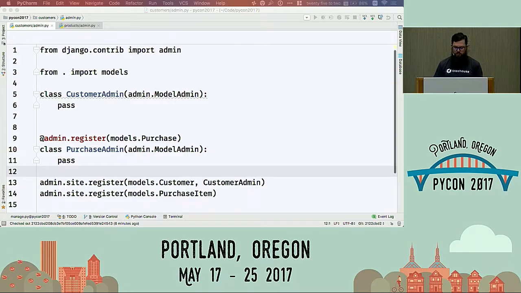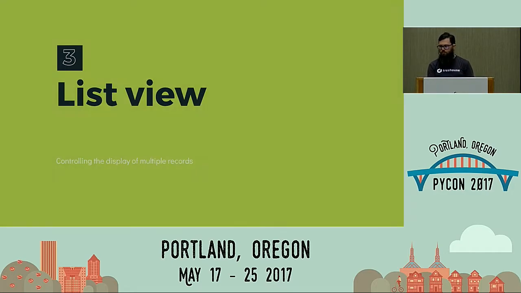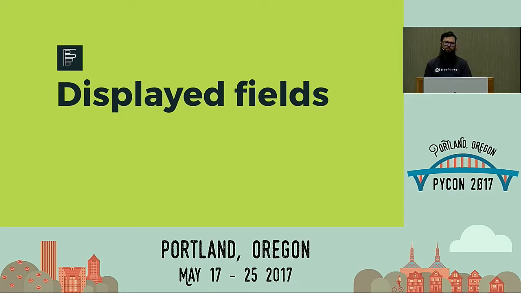All right, so let's see about the next step, which I just realized I switched my slide without being on the slide, so you didn't get to see it. So let's talk about the list view. The list view is what lets us control how it looks and behaves when we're looking at multiple items at once, so a list of items. Just like in Django's class-based views, we have list view. Admin's where list view got started. So the first thing let's talk about is displayed fields. So we can change the fields that are displayed on our records.